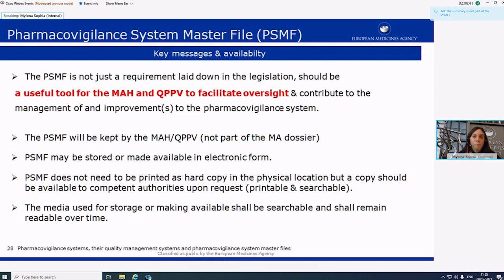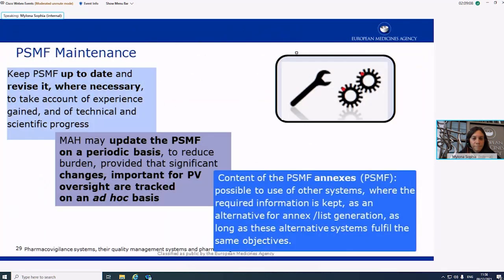You don't need to print a hard copy in the PSMF location, but you have to take into account that copies of full or part of the PSMF may be necessary and may be requested by the competent authorities. So even if it is a fully electronic file, it should be printable and searchable. And of course, it should remain readable over time. Next slide.